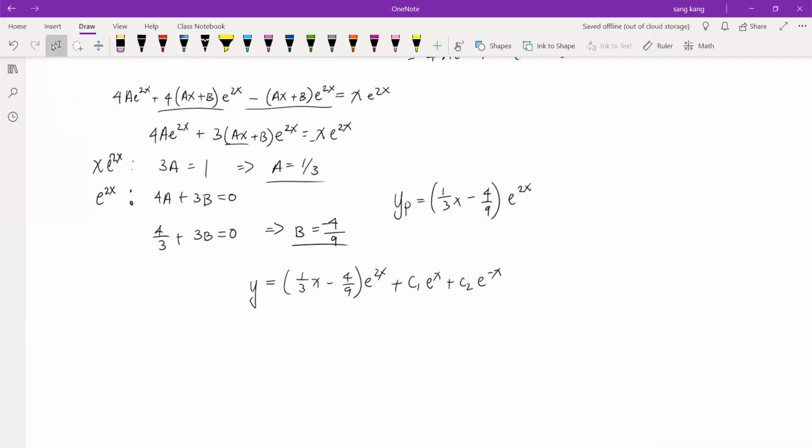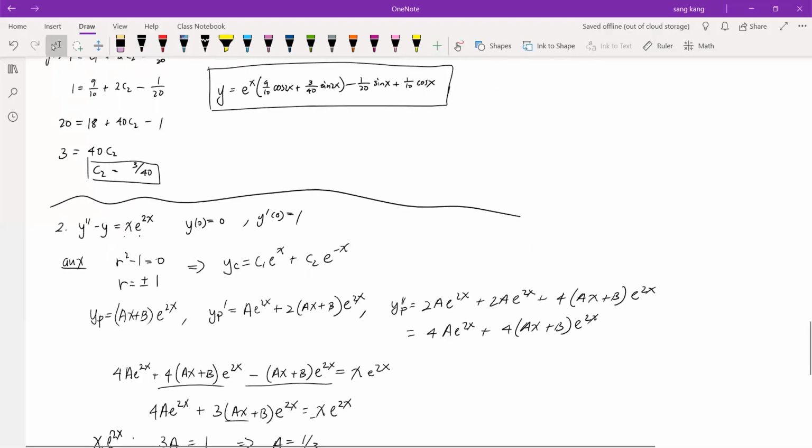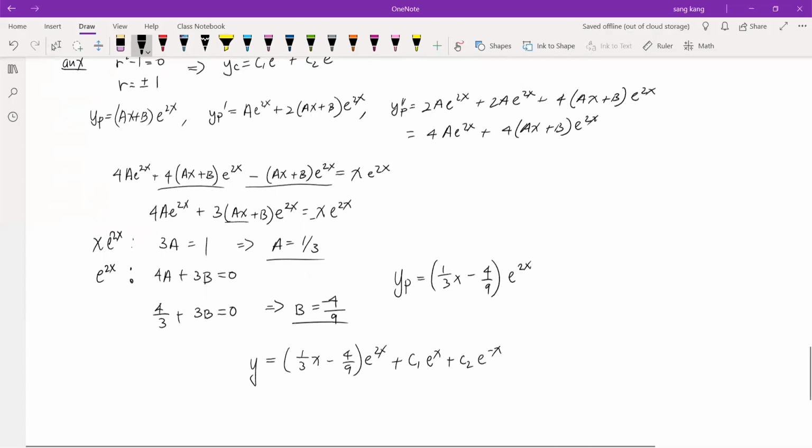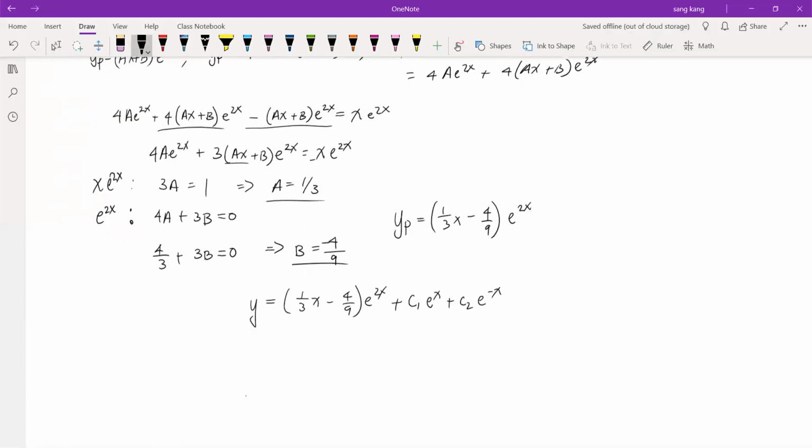So that means now we can go ahead and plug in our initial values here. So this means we'll need our y prime. So this would be 1/3 e to the 2x plus 2 times, product rule of these two terms, (1/3 x minus 4/9) e to the 2x, plus c1 e to the x minus c2 e to the minus x, right?